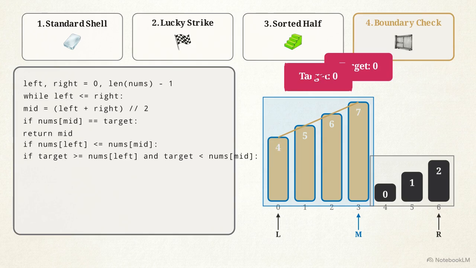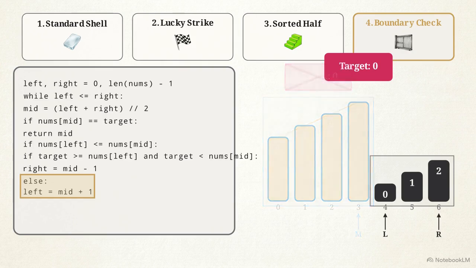If the target is inside those bounds, we search the left by moving our right pointer to mid - 1. If the target fails the check, we know it cannot be in the sorted section, so we move our left pointer to mid + 1 to search the other half.